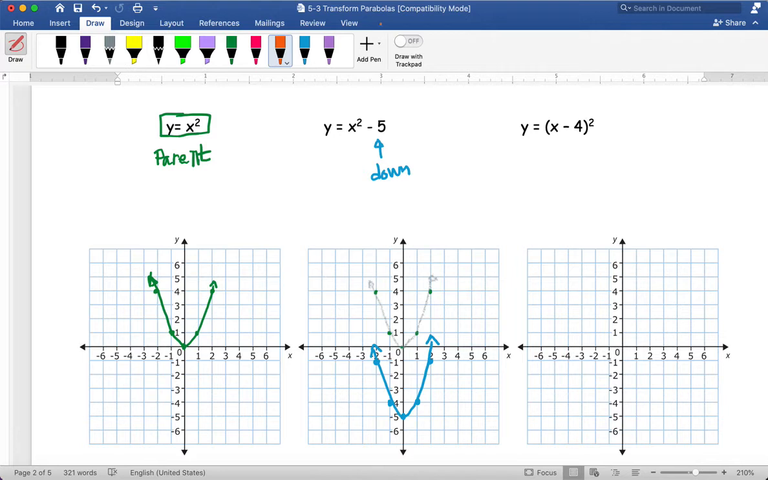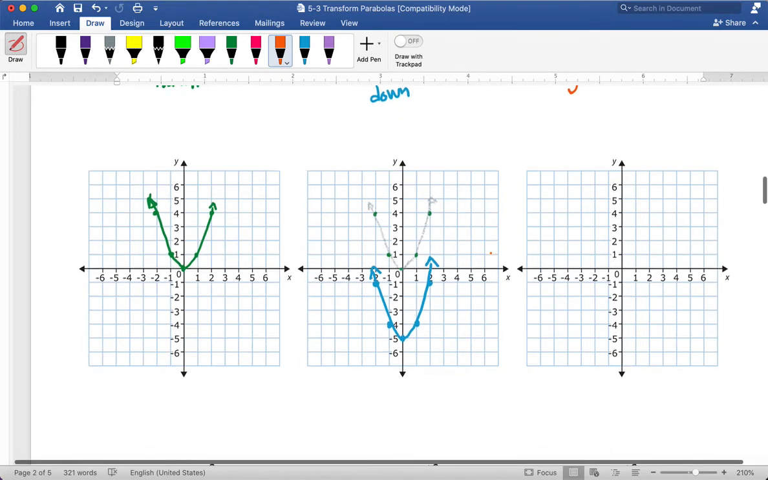All right, let's take a look at this one. What's happening with this one? Oh, I'm not going up or down, but in fact, I am traveling left, right. Not in the direction of the sign, in the direction opposite. So I'm going to move the parent function, the vertex of the parent function, to the right 4 units. Okay? Gets moved to the right 4 units.